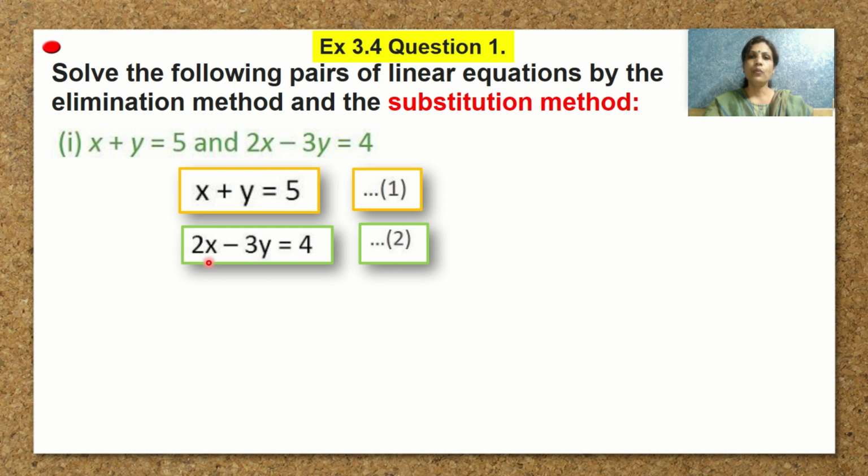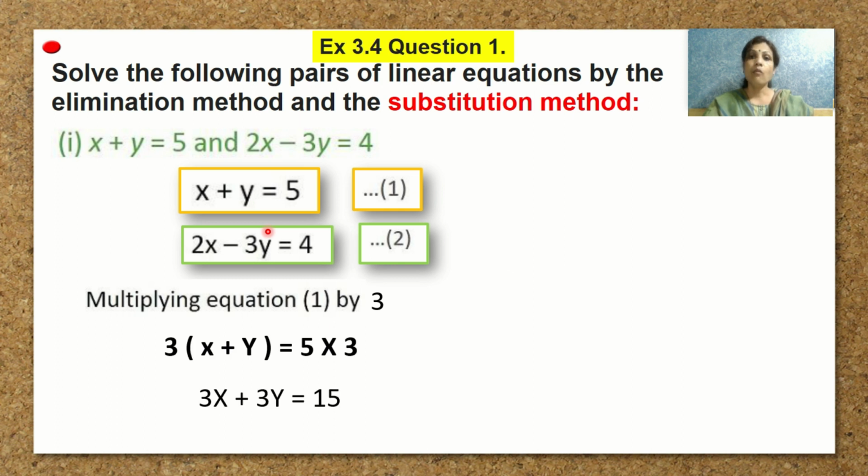So here what we will do, we will multiply equation 1 by 3. With that, if I multiply equation 1 by 3, every term I will multiply by 3. So equation 1 will become 3 into x plus y is equal to 5 into 3. That will be 3x plus 3y is equal to 15. Now what we have done, we have made the coefficients of y similar. Can you check out coefficient of y in equation 2 is 3, and we have made the coefficient of y in equation 1 as 3 again by multiplying equation 1 by 3.